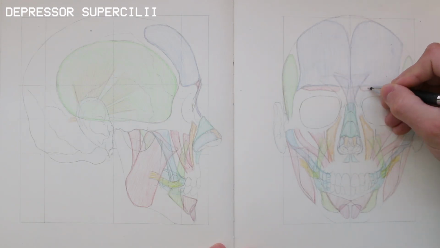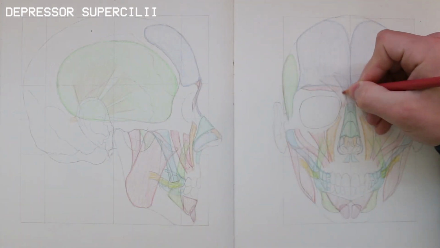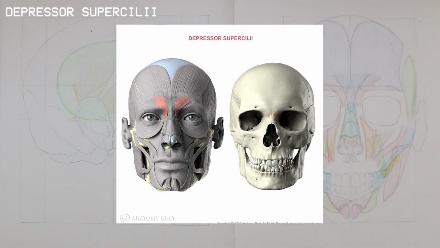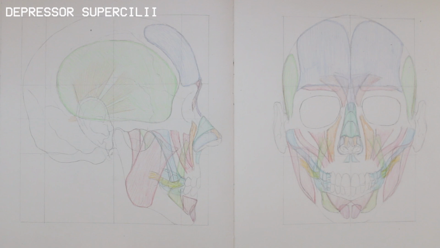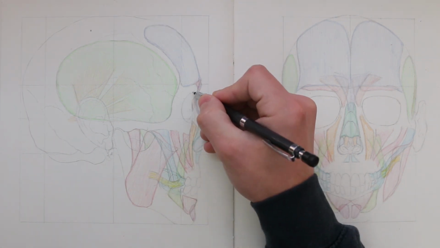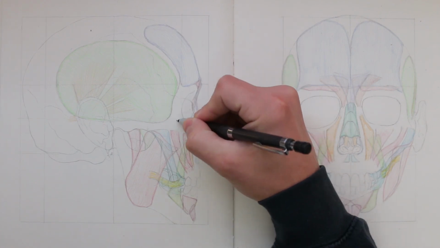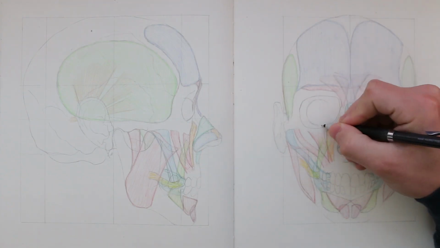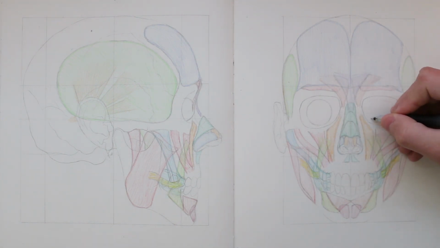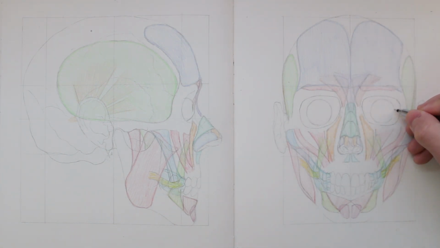There's also a pair of muscles above between the eyes here, called the depressor supercilii, their function being the depression of the eyebrows. Now at this point I have two more muscles to add around the eyes and mouth, but before I do that, I'm going to add in two balls within the eye sockets of the skull. These will obviously be the eyeballs.